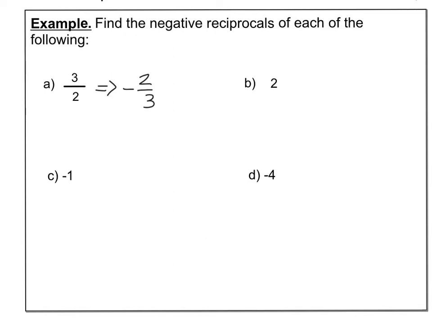So another way of saying reciprocal is actually inverse. So when I say flip or opposite, that's kind of what it means, the opposite fraction. So like I said, the easy way is to flip the fraction and flip the sign, but we can actually calculate this. So the negative reciprocal of a number is to take -1 and divide that by the number.